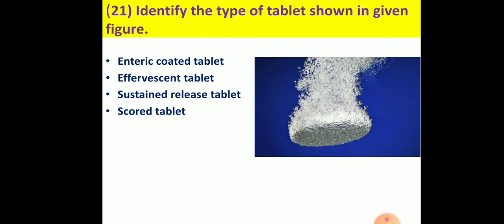Identify the type of the tablet. Here you can see from the figure. Now there is another way, which is not a very good way: you can eliminate the incorrect answers. Is it a sustained release tablet? No, the drug is immediately released, so it is not sustained. Is it scored? No, it's not scored. Then is it enteric coated? No, you cannot come to know that the coating is there. Effervescent tablets, yes, immediately the drug is dissolved in a liquid, in water, and the drug particles are released, and that's why the answer is effervescent tablet.